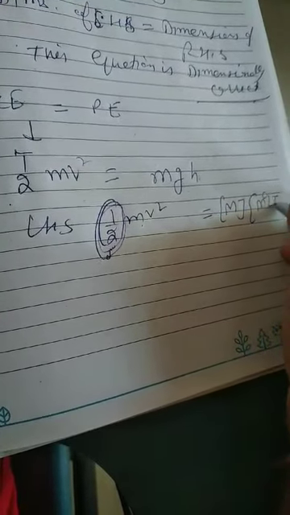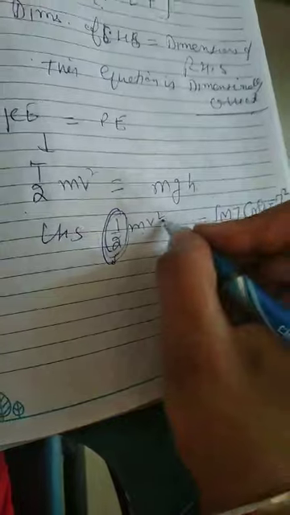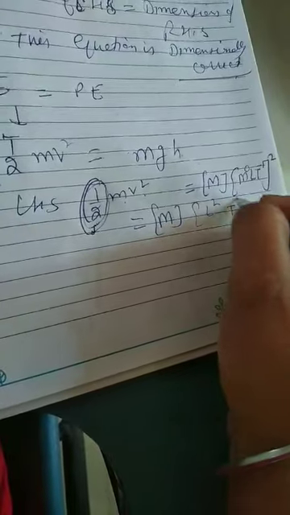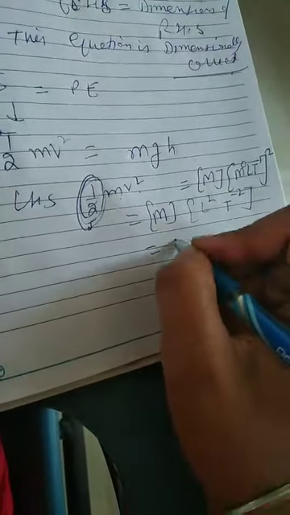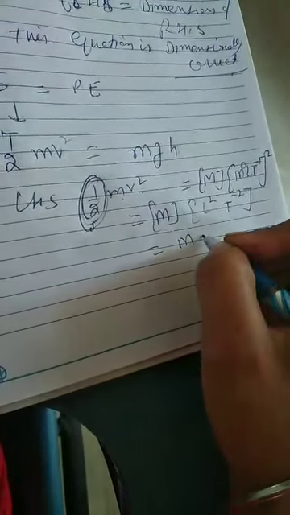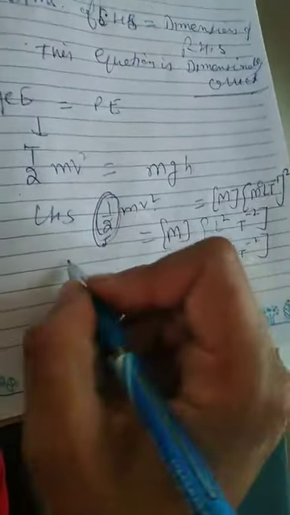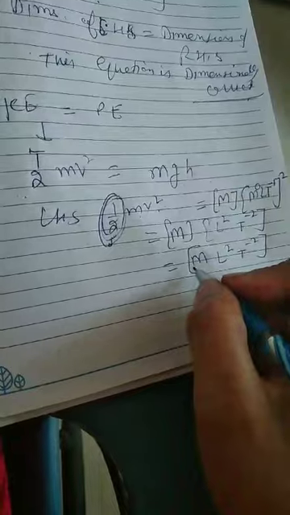Similarly, m, mass, has dimensional formula M, and v has dimensional formula M^0 L T^-1. Here v square, so the dimensional formula is squared. So we will write it as M L^2 T^-2. So dimensions formula for left hand side is equal to M L^2 T^-2.